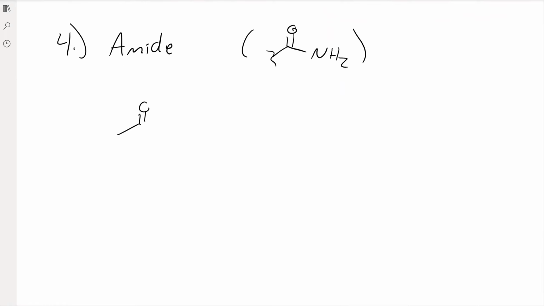So they could have some more R groups, right? Something like, so just some carbon chains, right? But either way, carbonyl and then a nitrogen, that makes an amide.